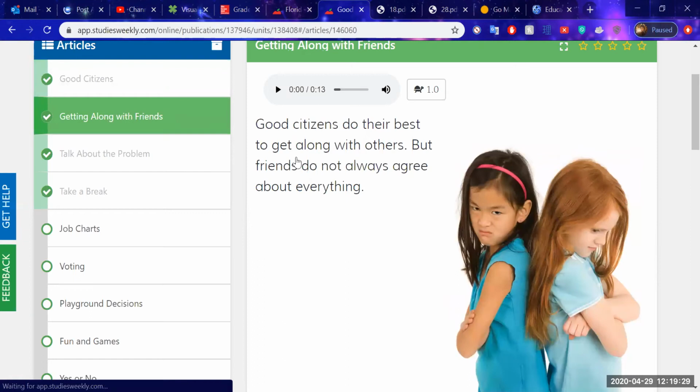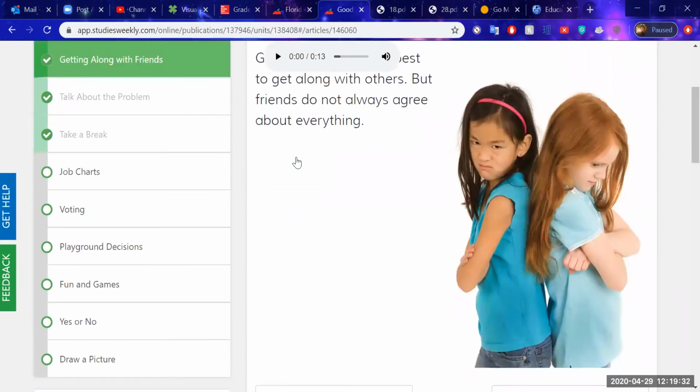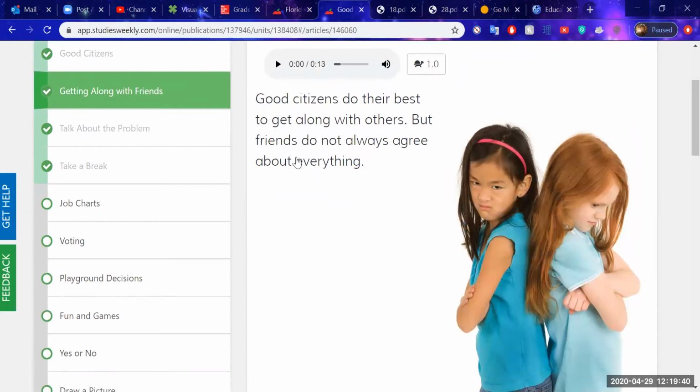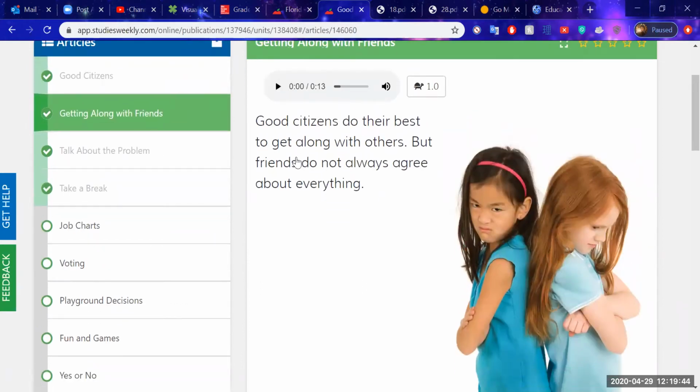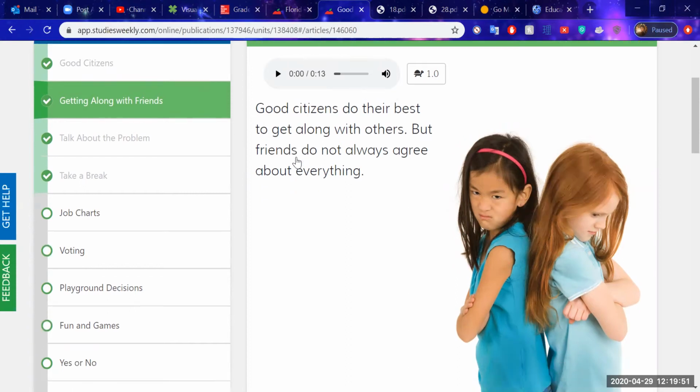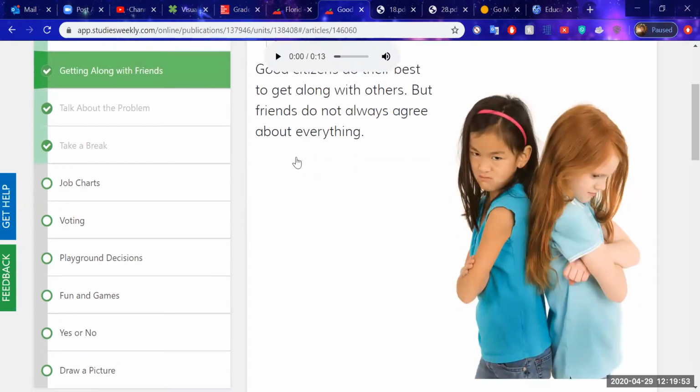Great. Now I want you to look at the picture. Look at the little girls. How do they look? Do you think they're getting along? Good citizens do their best to get along with others, but friends do not always agree about everything. As you can see, the girls look angry and upset. Do you have any ideas on how they can fix their problem?